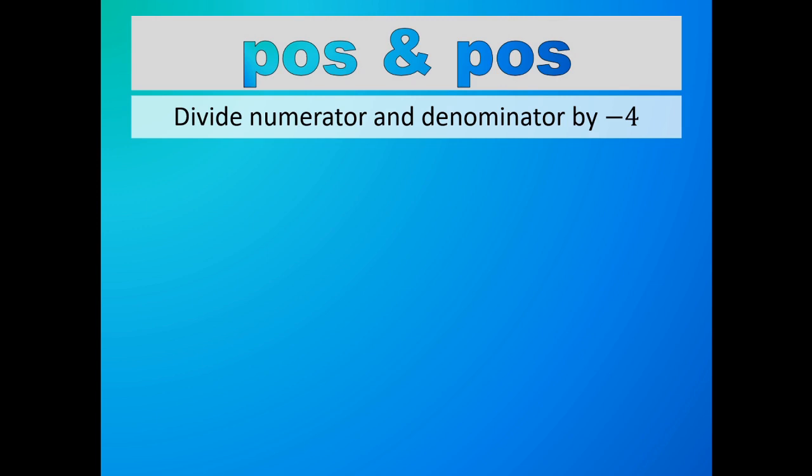Let's now talk about when you have a positive numerator and a positive denominator, but you divide both the numerator and denominator by a negative number. Will this idea of simplifying fractions still work?